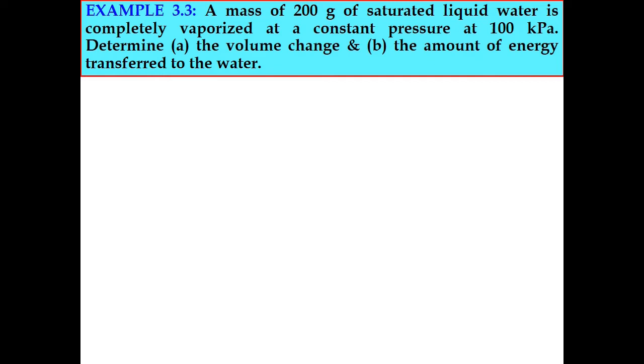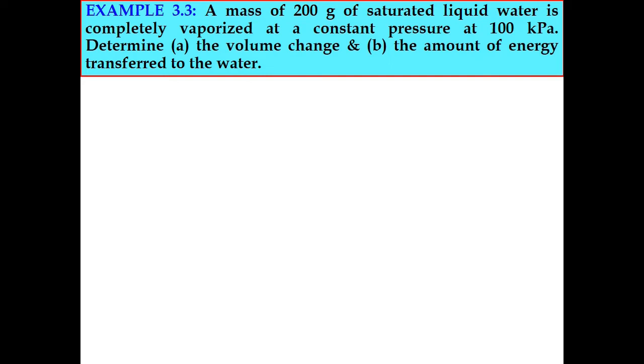A mass of 200 gram of saturated liquid water is completely vaporized at a constant pressure of 100 kilopascal. First determine A, the volume change, delta V, and B, the amount of energy transfer to the water. So we need to know how much energy is transferred from state number 1 to state number 2. In terms of data given, the mass is already given for the saturated liquid water, and the total pressure is already given, 100 kilopascal.